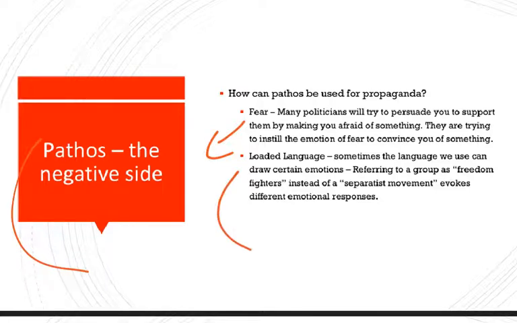All right, and then the next one is loaded language. So we talked in the propaganda video about how using different words in different situations can change the meaning of it or change the way people see it, right? We talked about this example of freedom fighters versus separatist movement, right? If you refer to a group as freedom fighters, that's a very positive message, right? It invokes positive images in your head. But a separatist movement would invoke negative images. So depending on the language we use, it can change the emotions that we feel about the subject, right? So sometimes the language we use can affect the pathos of the argument.